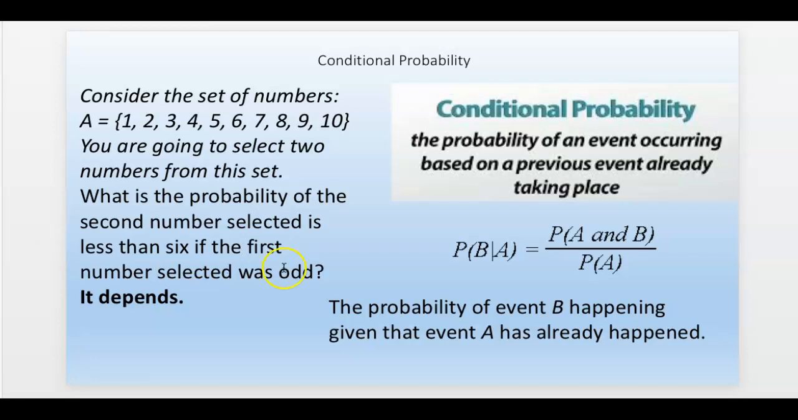All right, and this is the formula right here, and this is how we write it. The probability that event B happens, given, that's what this line is, given that event A has already happened. The top number is the probability that they both happen, divided by the probability that the first event happens. Okay?